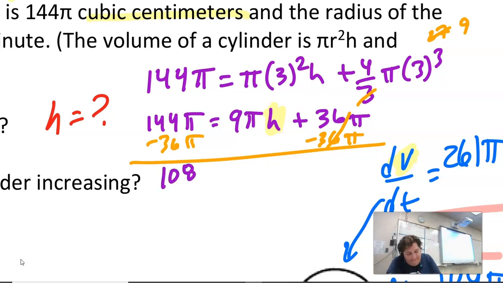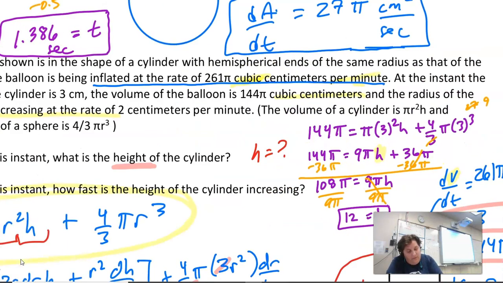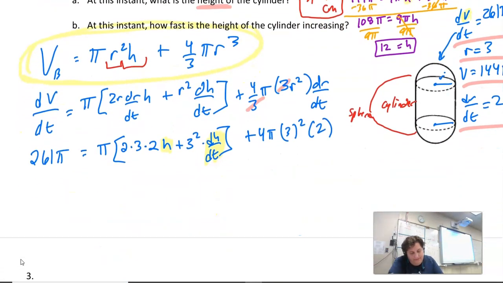108 is 9 pi h. I'm going to go ahead and divide both sides by 9 pi. And I can figure out what h was. H was, I think 108 divided by 9 is 12. So I can go back and answer part A just from that. So maybe I should have done that first, but whatever. Okay, so H is 12 centimeters.